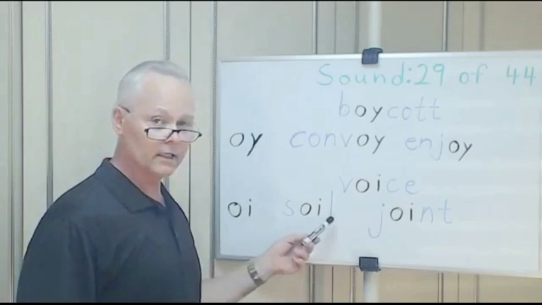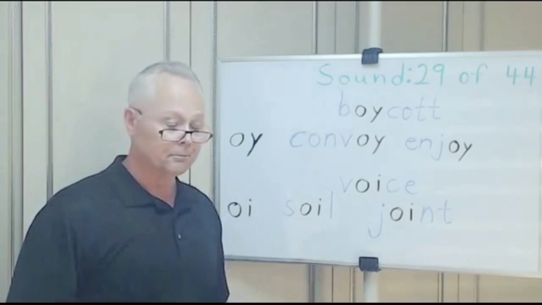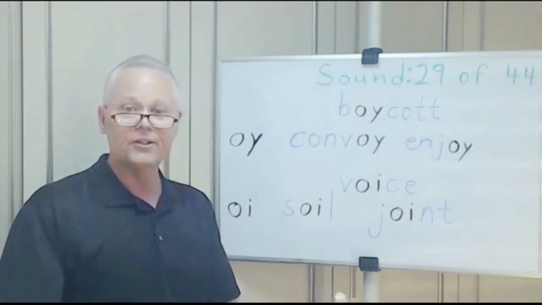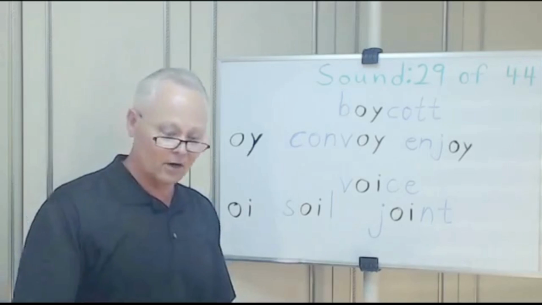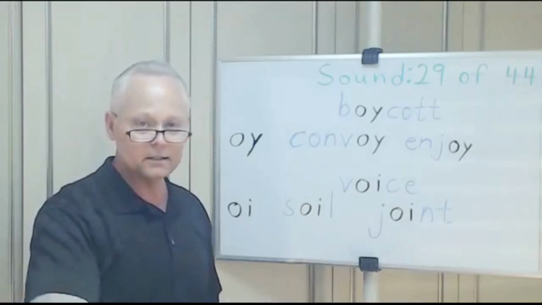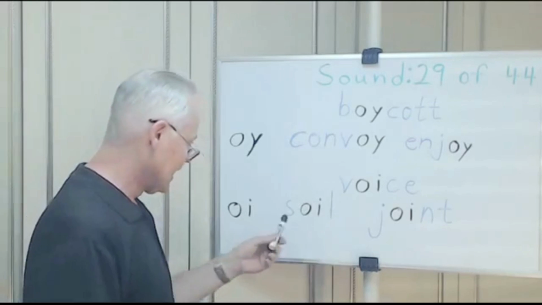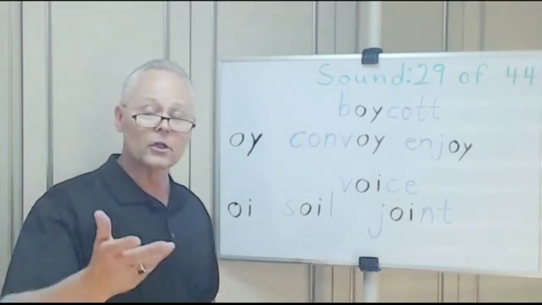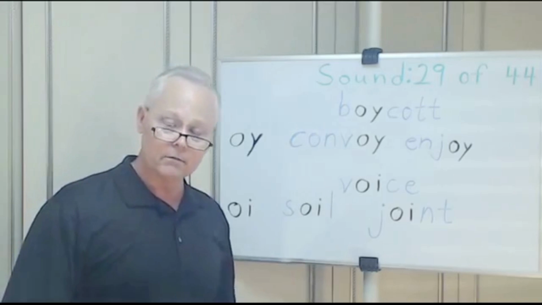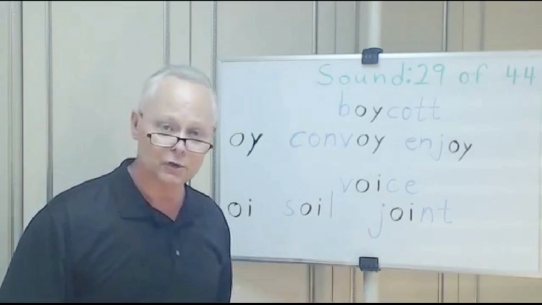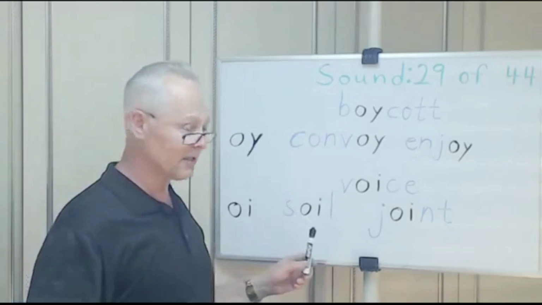Oil. Soil. What is soil? Well, basically dirt. Farmers plant their seeds in the soil and the crops grow and life is good. Soil. If your clothes get dirty, someone might say, oh, you've soiled your clothes and you need to wash them.